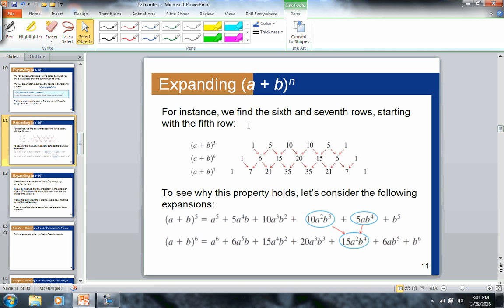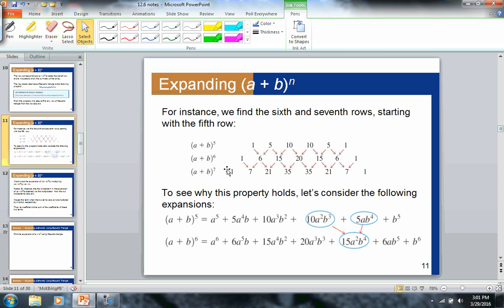And again, we got that by adding together the previous a plus b to the fourth numbers. And then if we take the 1 plus the 5, we get the 6. 5 plus 10 is 15. 10 plus 10 is 20. 10 and 5 is 15. 5 and 1 is 6. And it always ends with a 1 and a 1 on the outside edges.